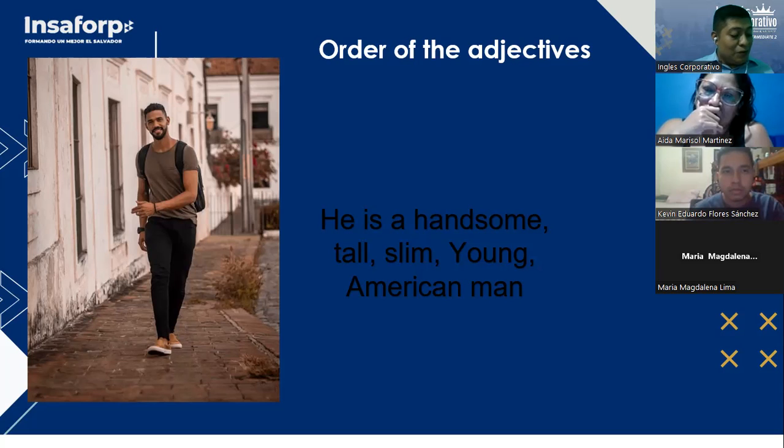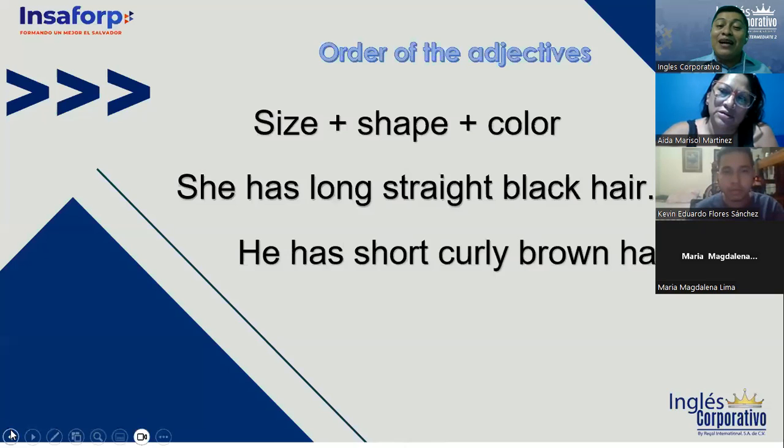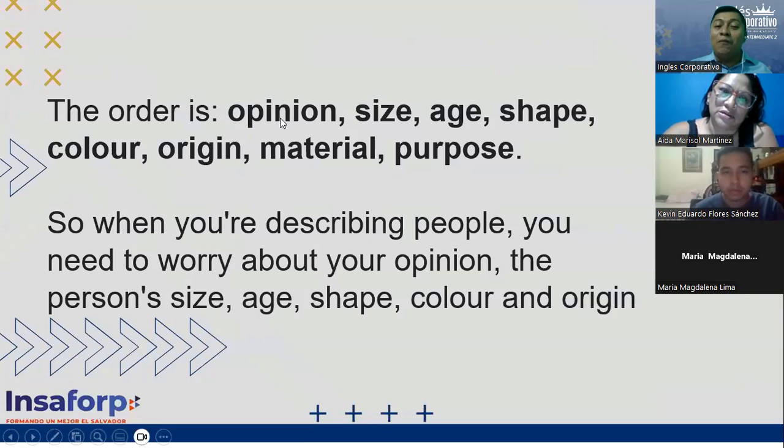So the first one in this case is handsome. What is that? What goes first in the order of adjectives? Size? Let's go back to this slide. Here, the order is opinion, size, age, shape, color, origin, material, and purpose. Of course, we are not going to use all of these types of adjectives in a single description, but that is the order. We just omit the ones that don't apply. For example, material, when we are describing people, we can't use it.